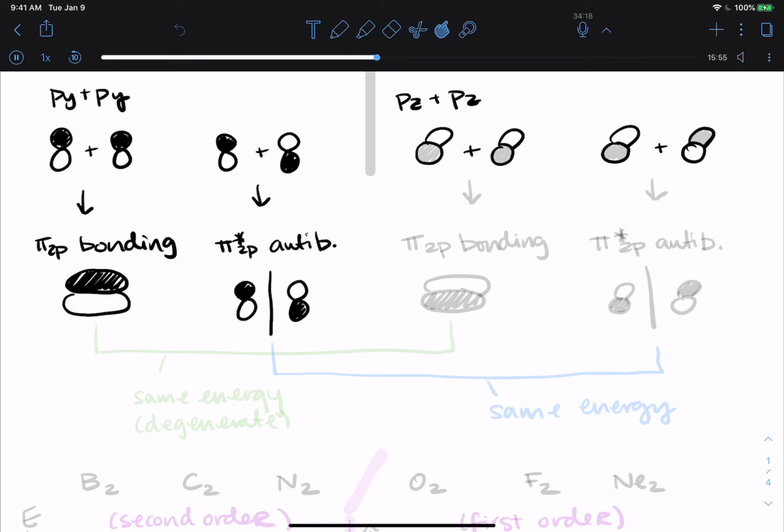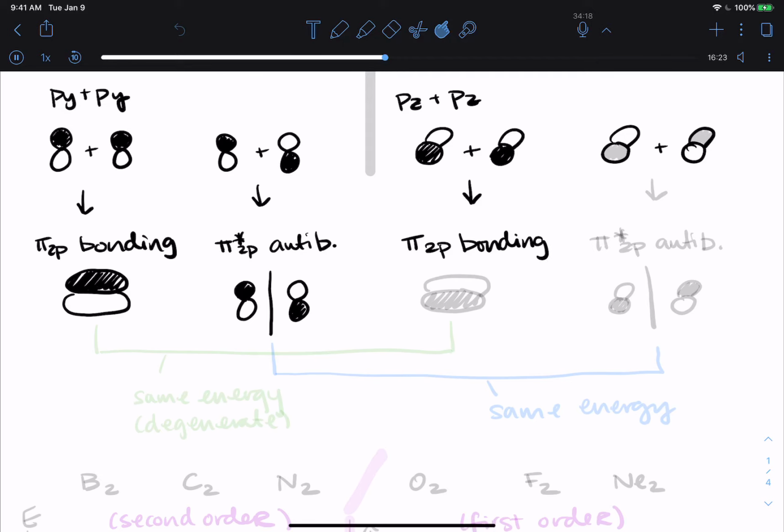PZs, if both of the front lobes are shaded, when I bring these together, the front lobes will overlap with each other. So both shaded means constructive. The back lobes will interact with each other. Both unshaded means constructive. So this is also sideways overlap, also 2p. So this is another pi 2p bonding.